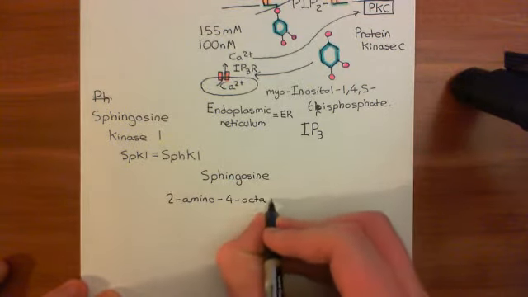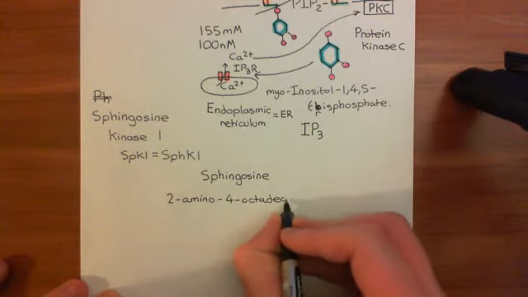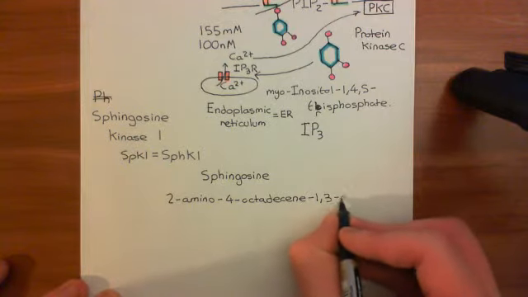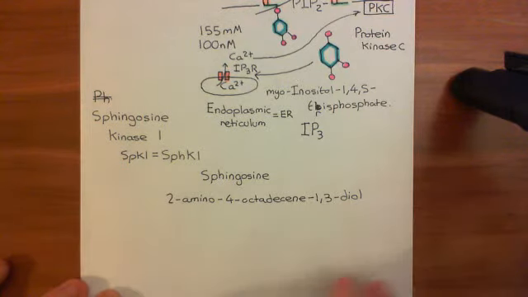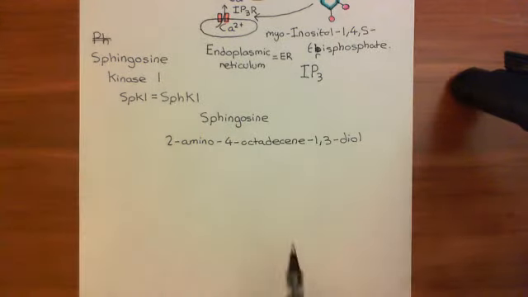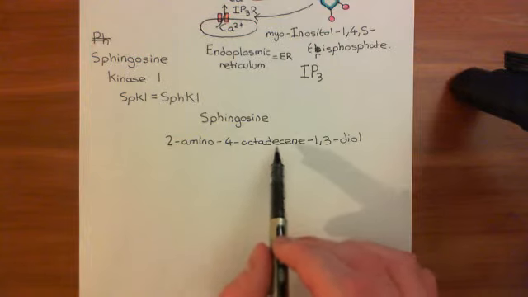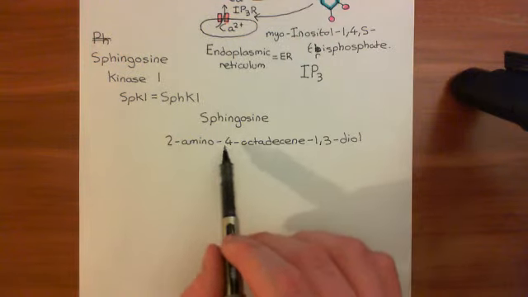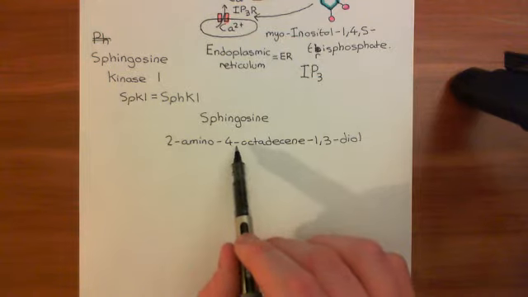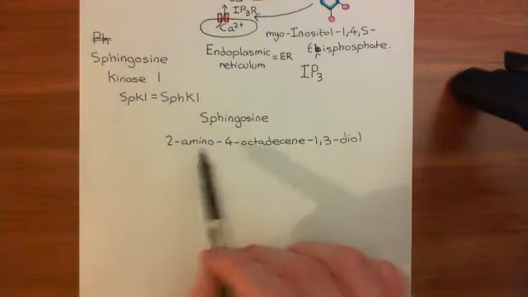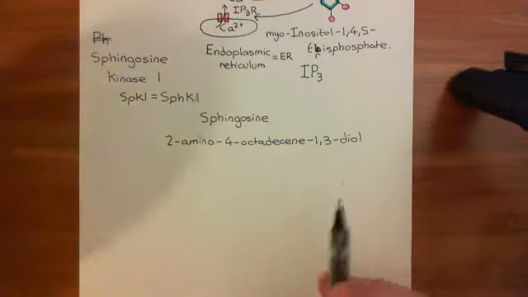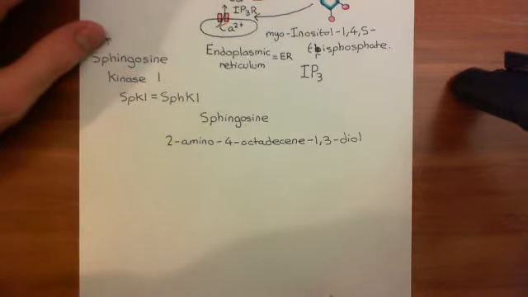Okay, octadecene. And then we also have 1,3-diol. So this is the proper name for sphingosine, 2-amino 4-octadecene 1,3-diol. Okay, so this tells us that we've got an 18-carbon hydrocarbon where you have one double bond here, and that's between the 4th and the 5th carbon. You also have an amino group off the 2nd carbon and alcohol groups coming off both the 1st and the 3rd carbon. Okay, so I think we can now draw that molecule.